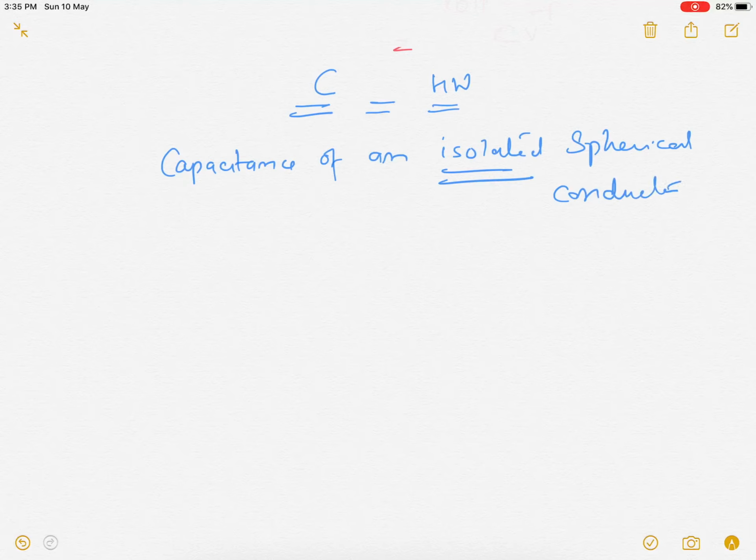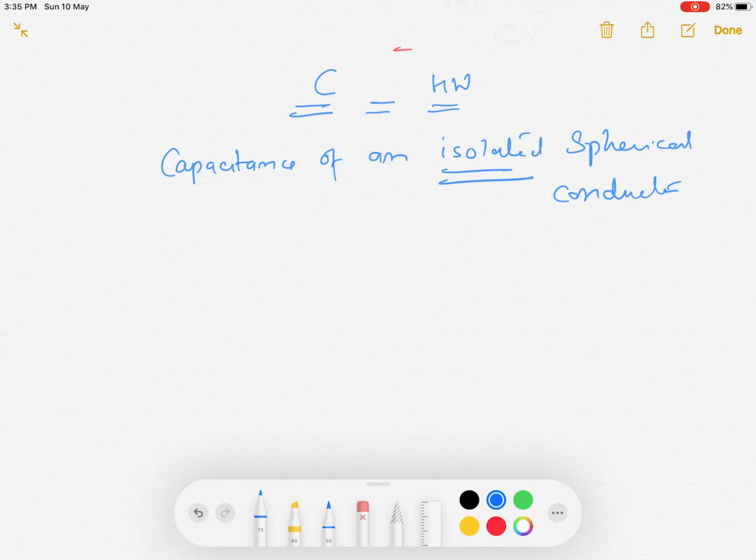So let us consider a spherical conductor of radius r. This spherical conductor of radius r has been given a uniform charge, and it gets uniformly distributed everywhere. Uniform distribution is there, children.